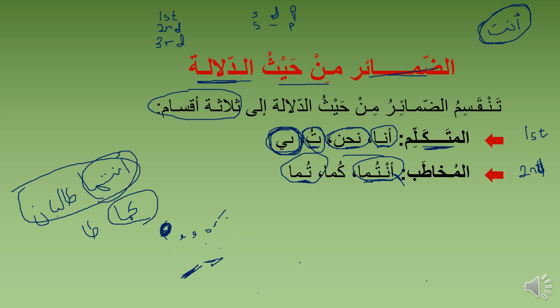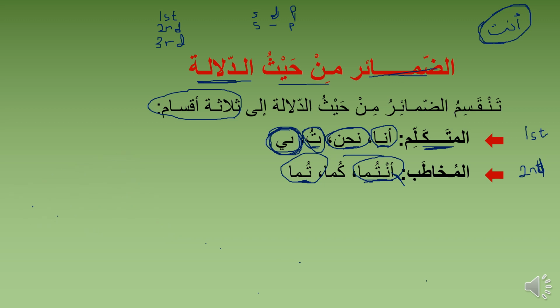So that is the second type of this classification. We are looking at it in terms of its denotation, what it is referring to. So let's look at the third type, which is al-gaib. The third person. The third person is the person that is not here, or something we are referring to that is not present here, is not part of our audience.